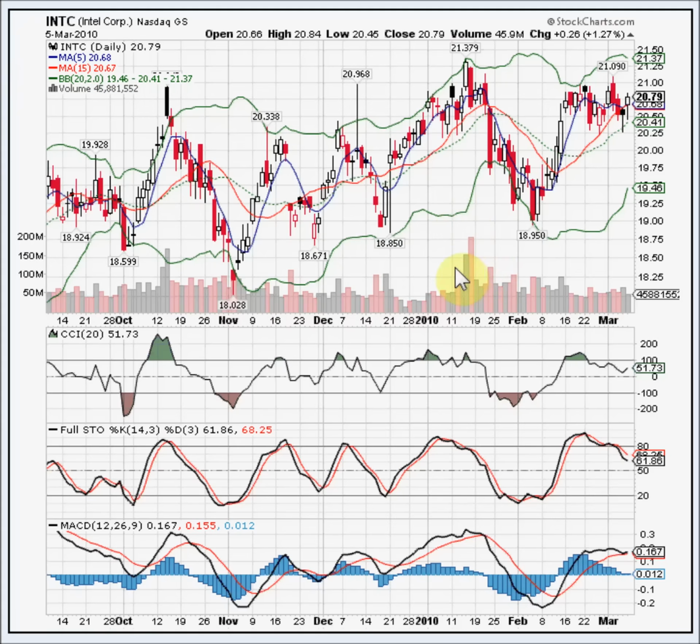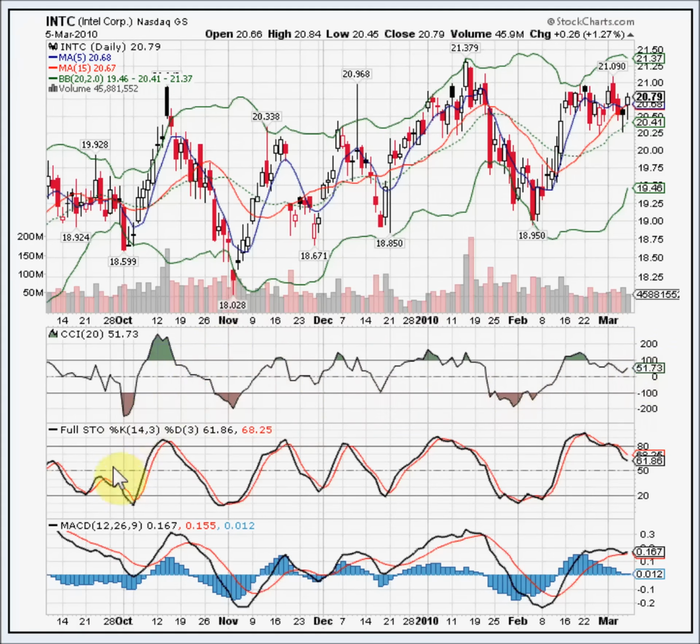Okay, volume is very important. It is one of the most important indicators of all. I'll get to that in a minute. The CCI, the Commodity Channel Index, gives my primary buy and sell signals. The buy signal is when it crosses up through the -100 line, and a sell signal happens when the CCI crosses down through the +100 line.